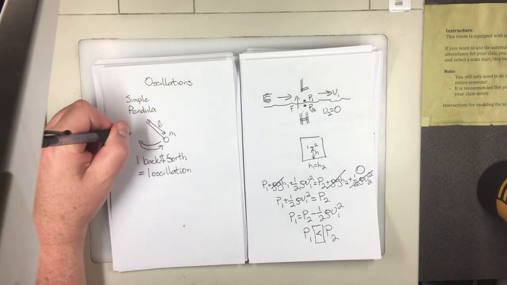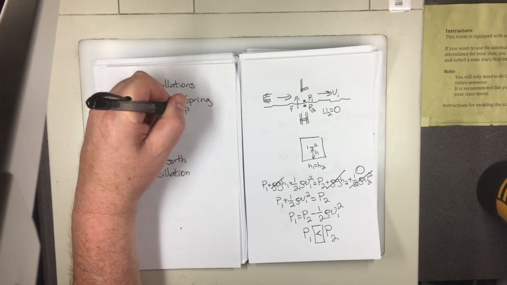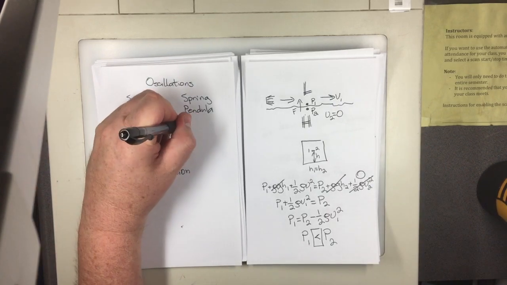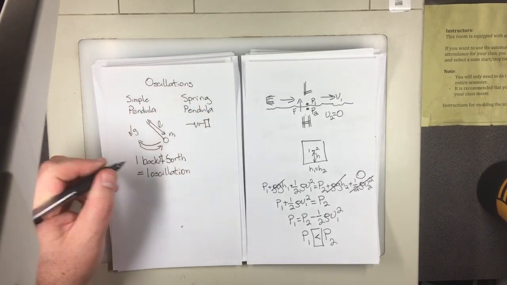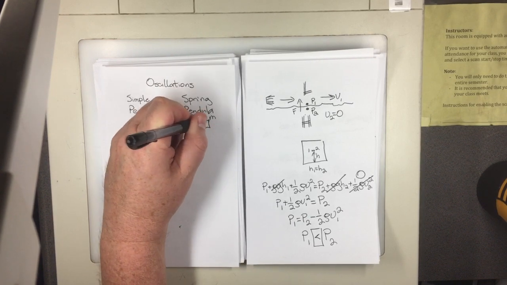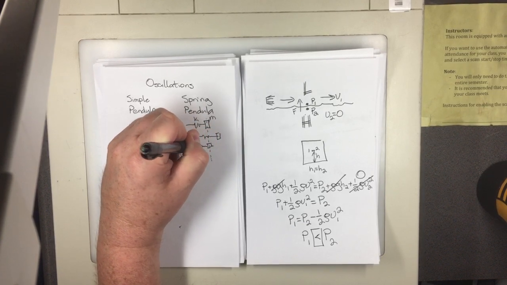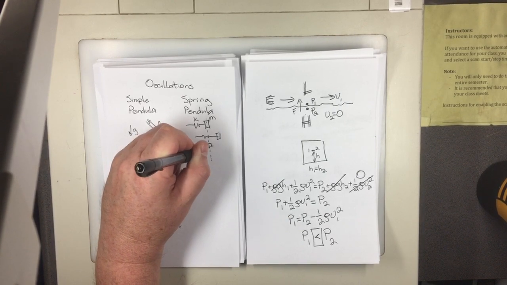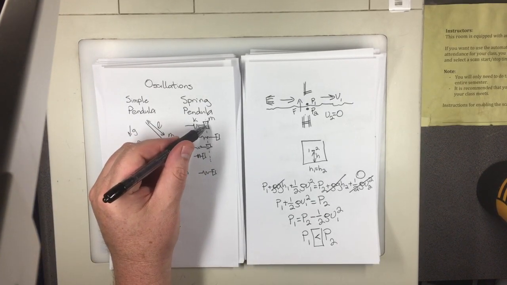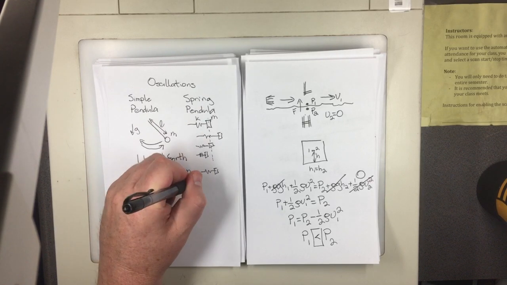There's also, and there's gravity, obviously, the spring pendulum. Spring pendula have a spring, a mass, and the spring constant. If this is the rest position, it goes out, it comes back, it gets compressed, and it expands. So this is neutral position, stretch position, back to neutral, compressed position, and back. And that is one oscillation.